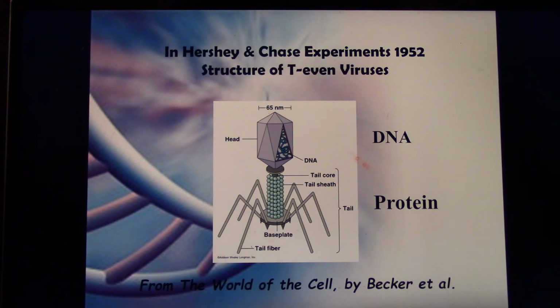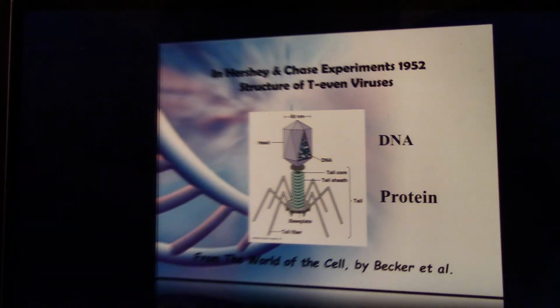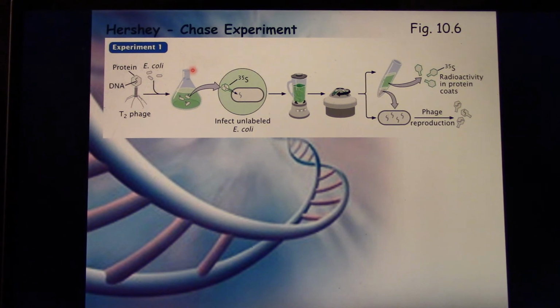So Hershey and Chase experiment, 1952, structure of what are called the T-even viruses. They contain DNA inside and then protein in this spaceship looking thing that also looks like a hypodermic needle that can inject things, with little legs. Truly alien looking, but it's all protein on the outside and DNA on the inside, and that's what makes up this virus. So the Hershey and Chase experiment is shown here.